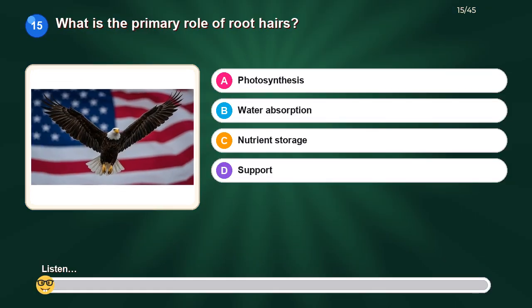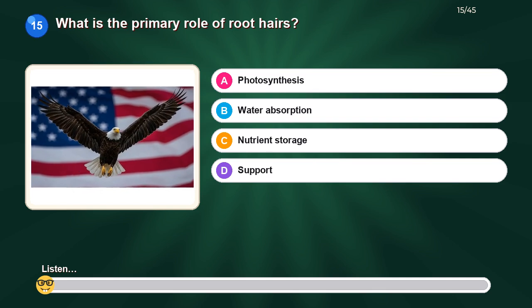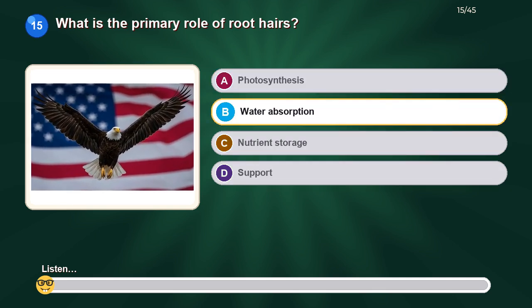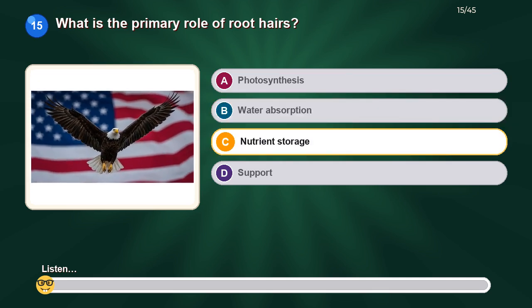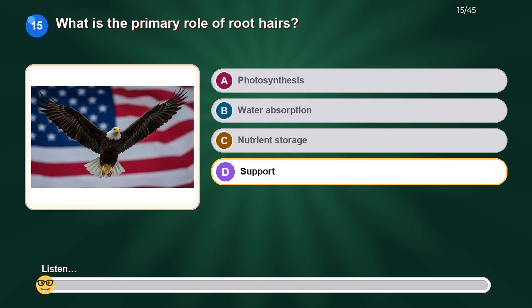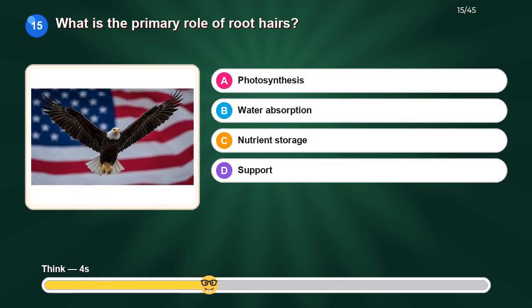What is the primary role of root hairs? Option A, photosynthesis. Option B, water absorption. Option C, nutrient storage. Option D, support. The correct answer is water absorption.